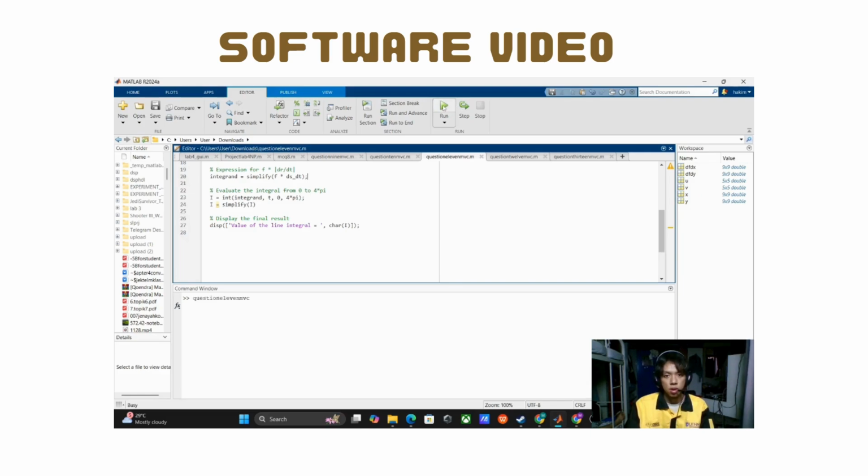So I try to run, and we can get in the command window the final answer is minus 3 times pi times 10 to the power of 1 over 2. So we can get the value of the line integral here.